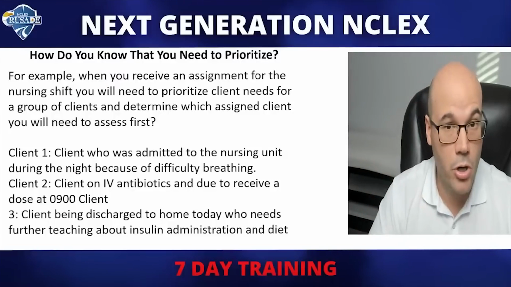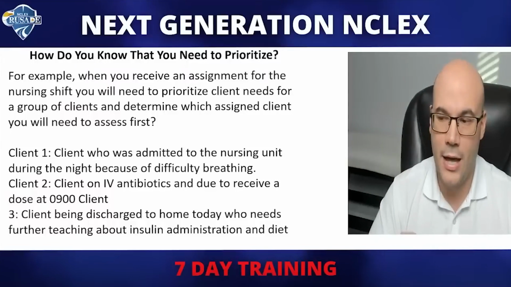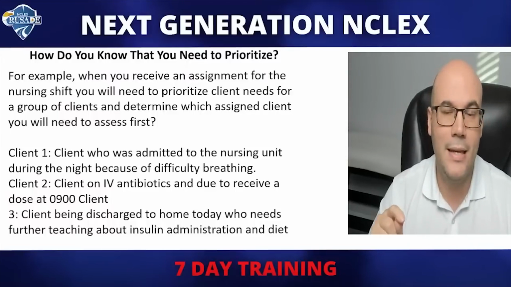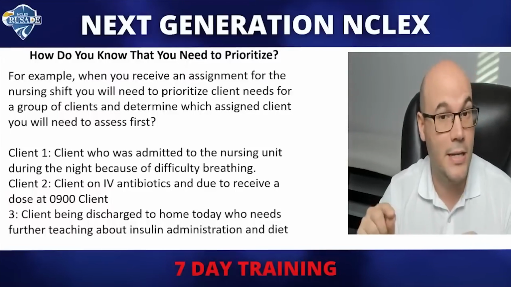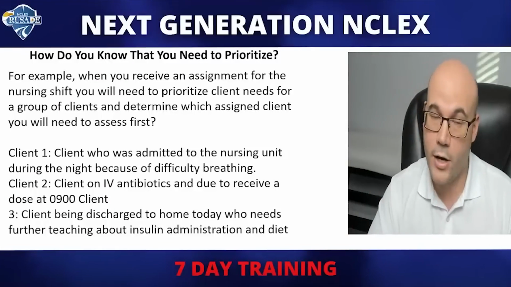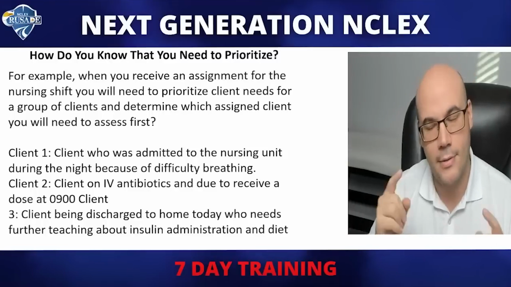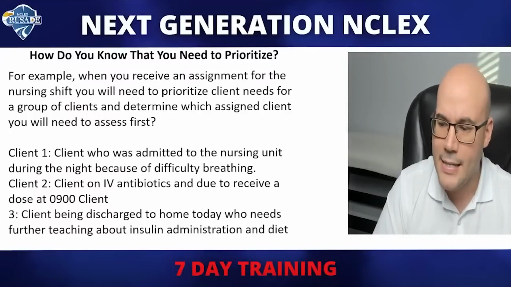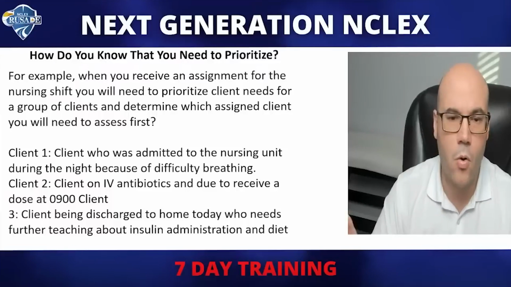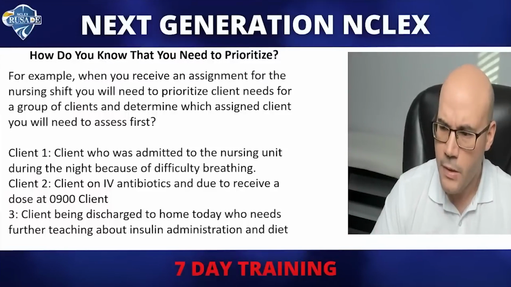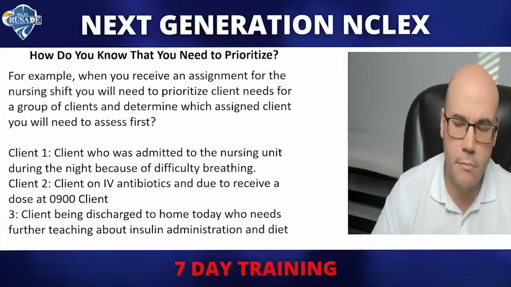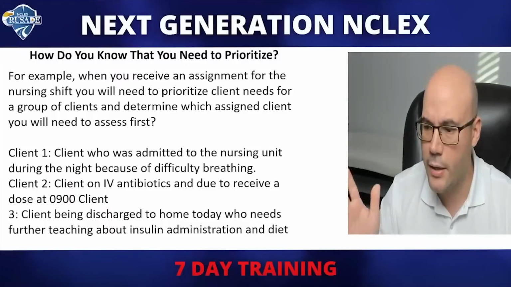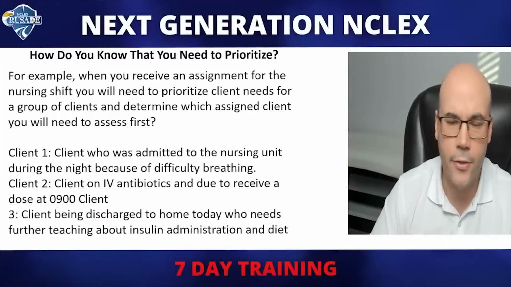There are keywords that you need to know that will specify when the question is a prioritization question. Where can you find these keywords? I will let you know in a few minutes. But let's see this simple question here. I'm going to give you 3 basic clients: client 1, client 2, and client 3.